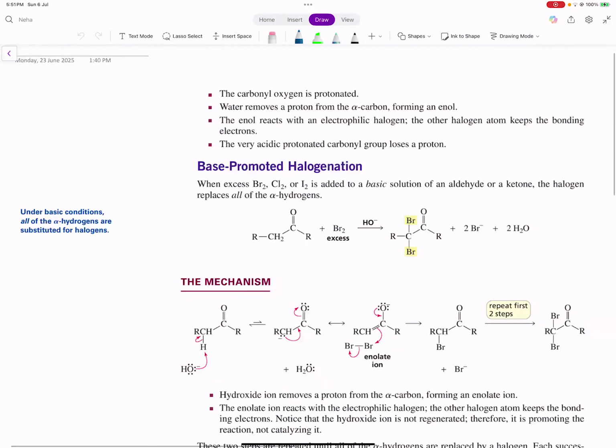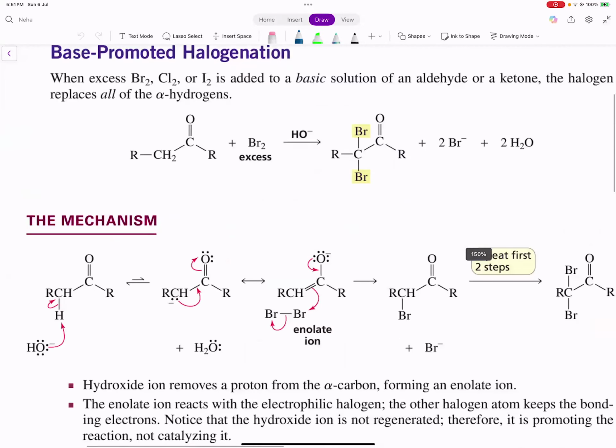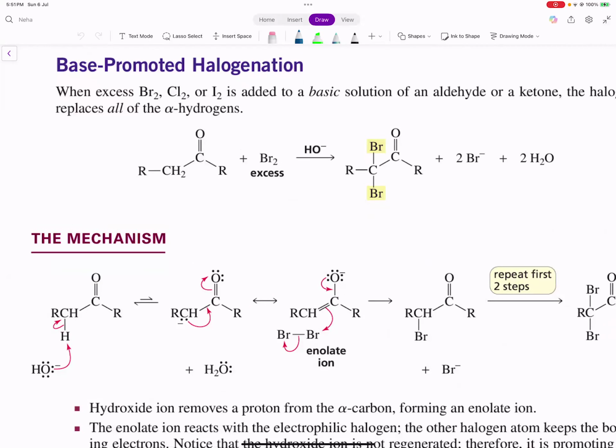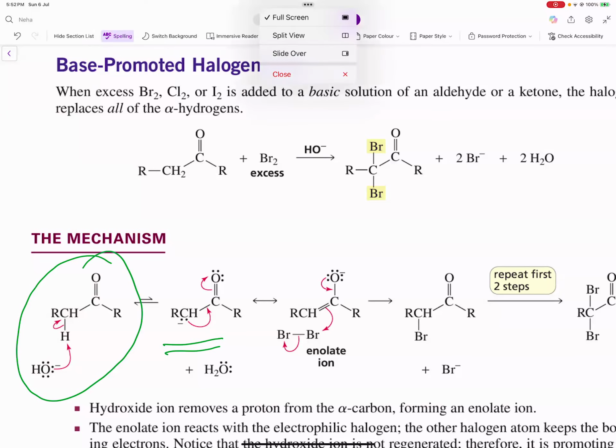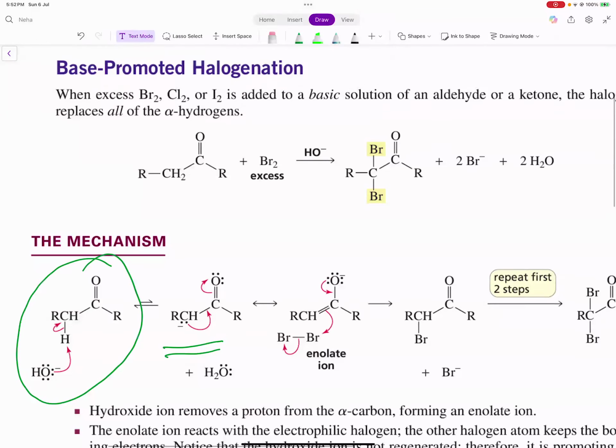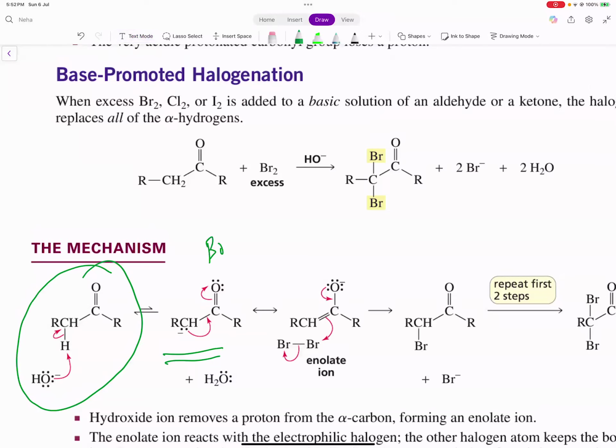See, now the magic begins. See this base promoted halogenation. What is happening? Base is converting it into a nucleophile, right? As we talked about, it's a nucleophile. Alpha hydrogen is picked. From here only, you can say that this carbon attacks here and we get the product. But they have made the enolate ion and then it comes back, and it's the same thing. Got it?